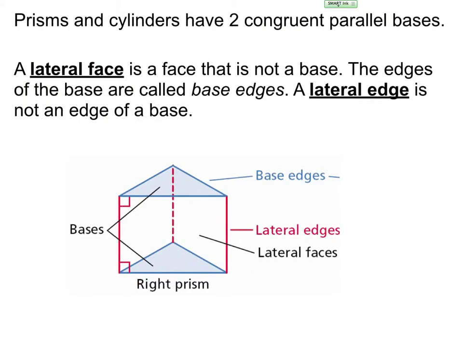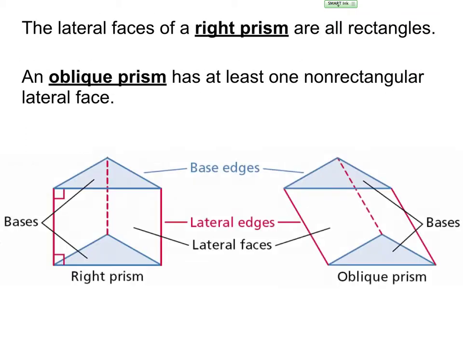Let's start with the triangular prism. The bases are still the triangles, but good point there. Okay, so lateral face. There are right prisms and there are oblique prisms. As you look at the picture, can your mind interpret correctly? A right prism, these lateral faces are all rectangles.